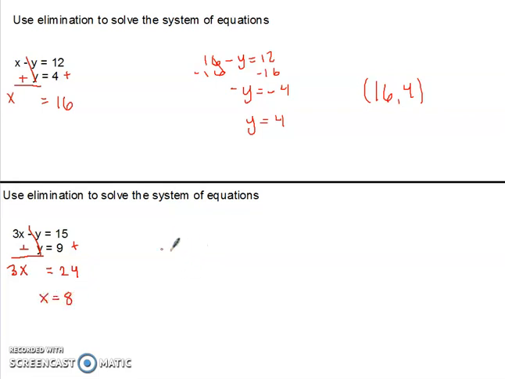So I know that x is equal to 8, and looking back into my equation, I have two options. I can plug in my 8 for x and solve for y, or we can say that we already know y equals 9 because our second equation tells us so. So my solution, x is 8 and y is 9.